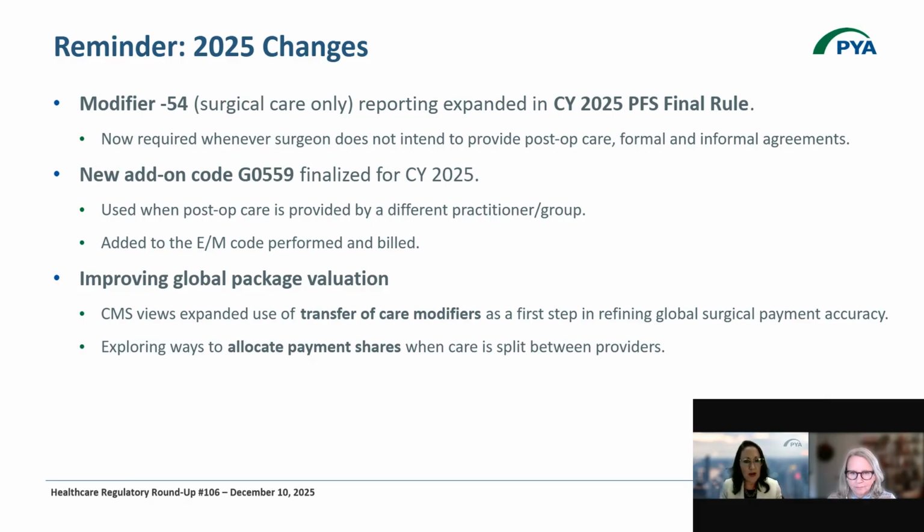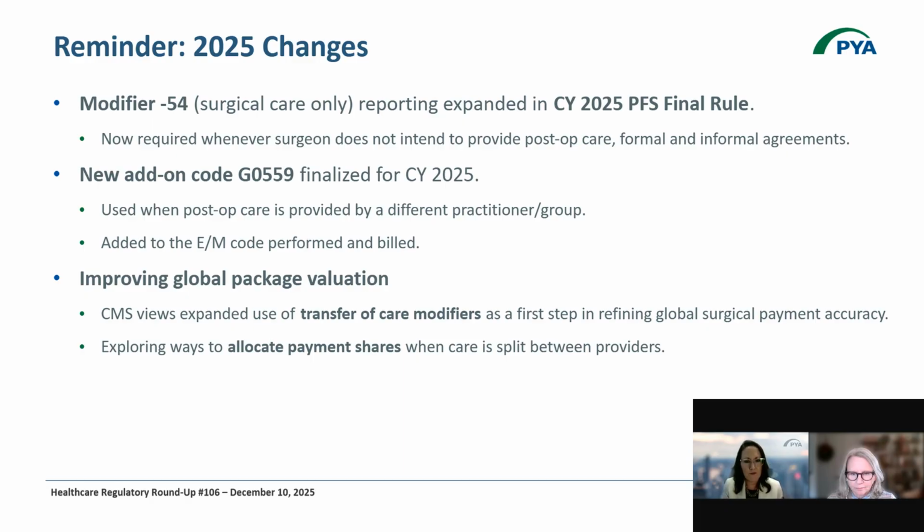The assuming provider can use the G0559 in addition to an E&M code to address the additional complexity of the service when provided in that scenario. But the concept generally is not accepted well.